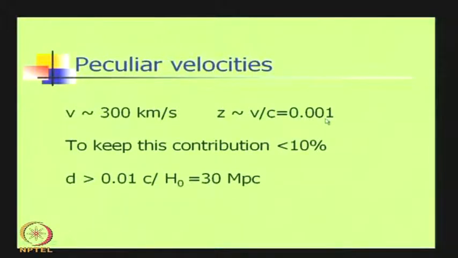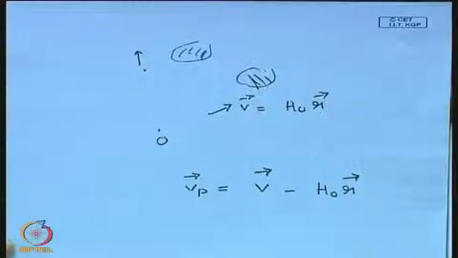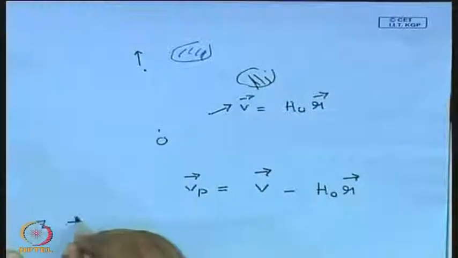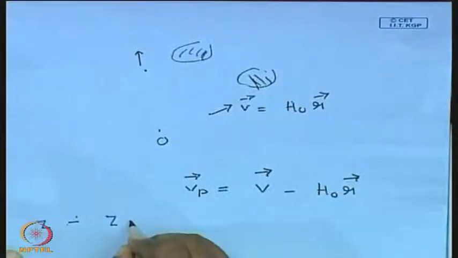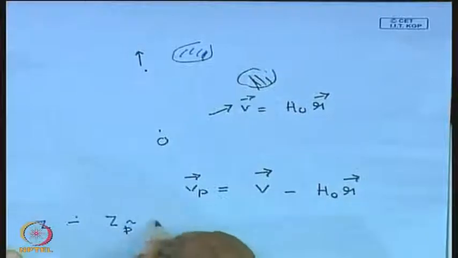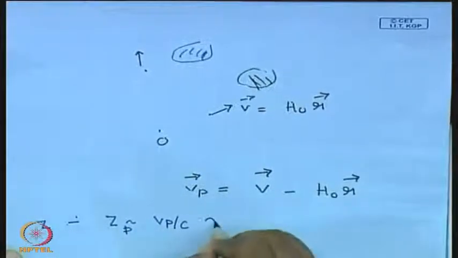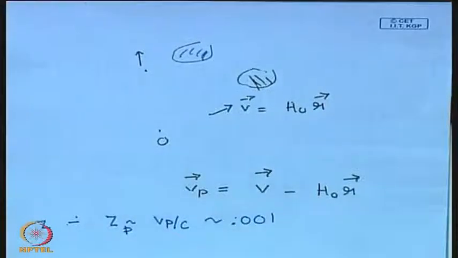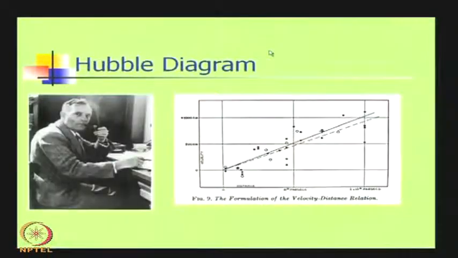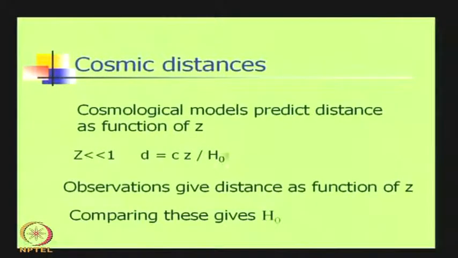So, the redshifts that you see have a contribution due to the Hubble expansion. In addition, they have a contribution due to peculiar velocities, let us call it the peculiar redshift, peculiar velocity by c, and this is of the order of 0.001, that is what we just saw. This will introduce errors in the redshift. The redshift that you measure will not be just due to expansion, it will have a contribution due to peculiar velocities.